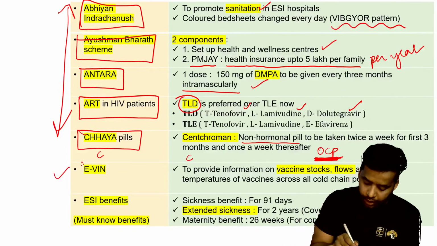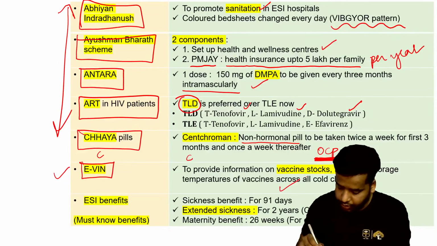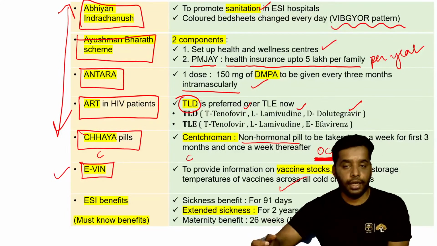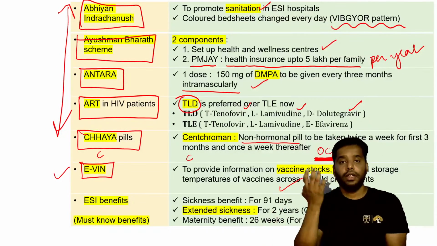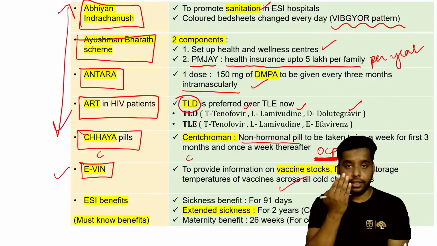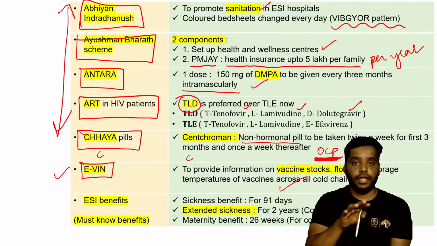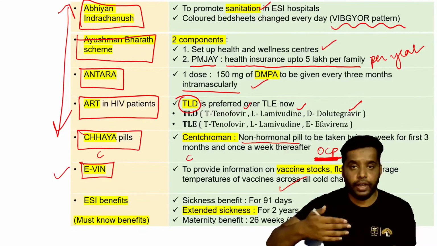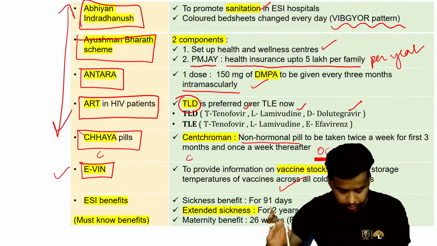eVIN is an electronic vaccine intelligence network where you enter the data related to vaccine stocks and cold chain temperature. That is a mobile based application. Data entry is being done to monitor the vaccine stocks and cold chain temperature.